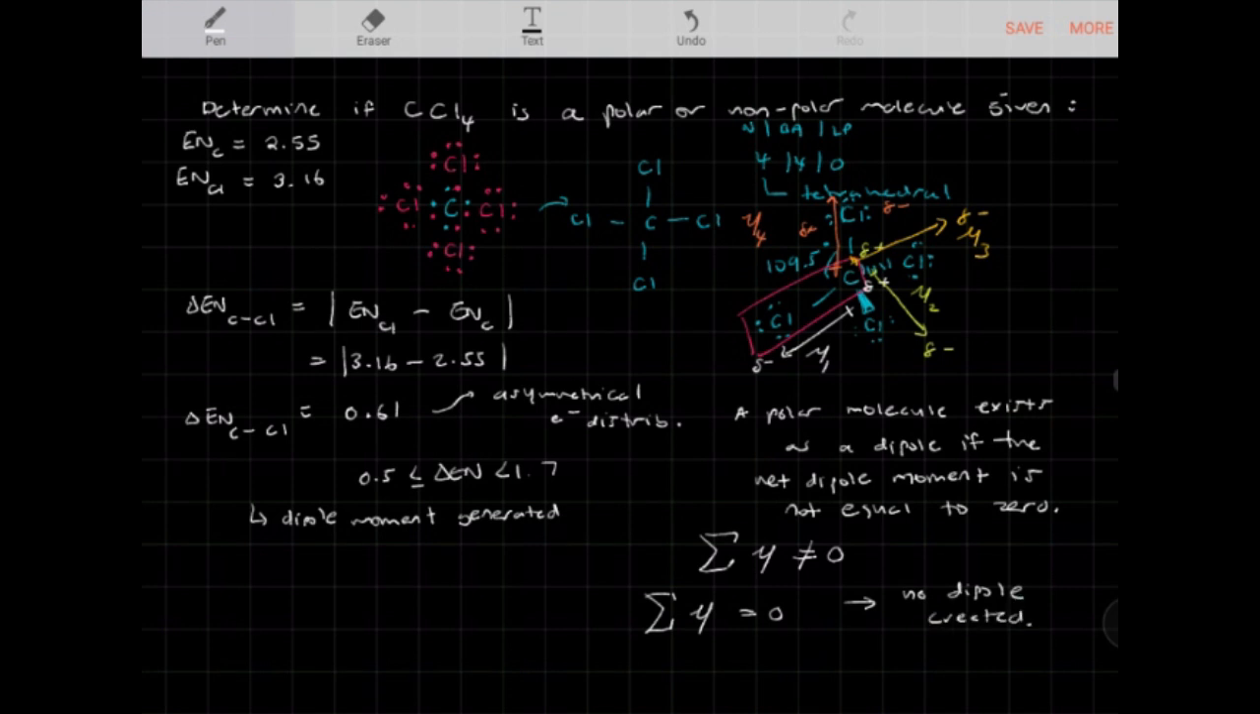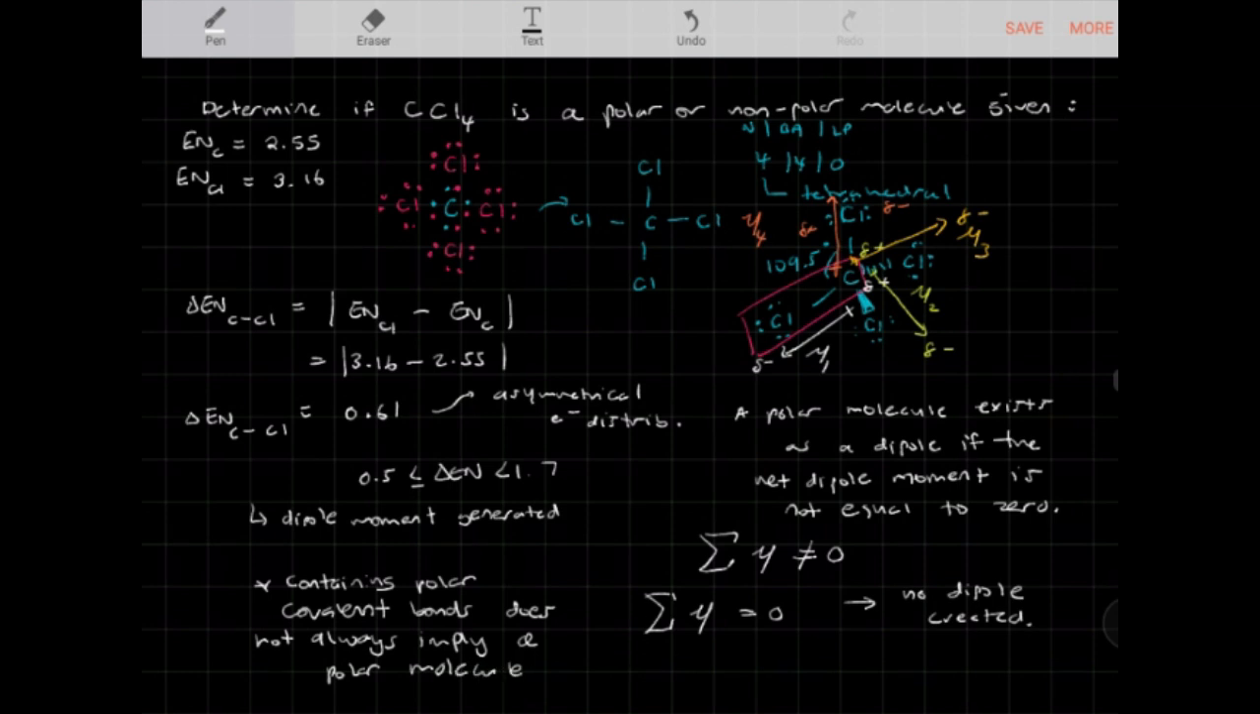So just because you have polar covalent bonds doesn't make a molecule polar. Containing polar covalent bonds does not always imply a polar molecule. You actually need to follow these rules. As long as the net dipole moment is not equal to 0, it's polar. If it is equal to 0, this is a nonpolar molecule. Not a bond, but a molecule.